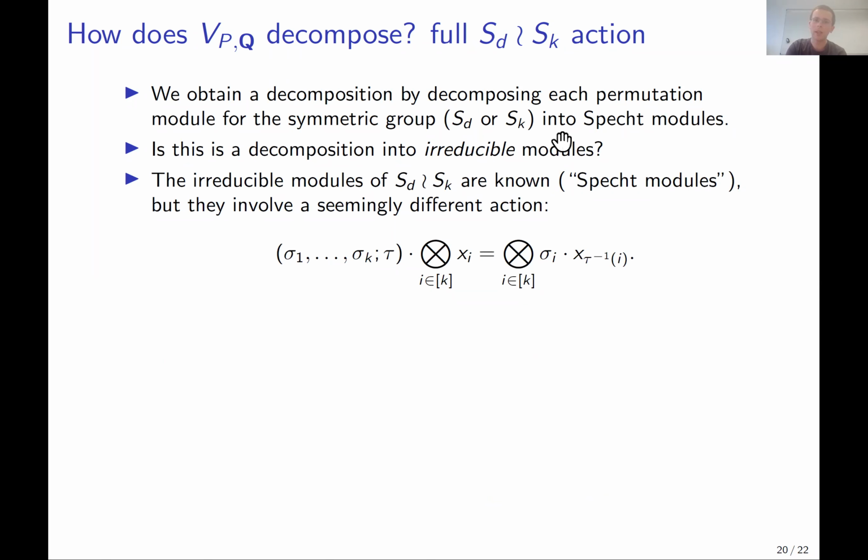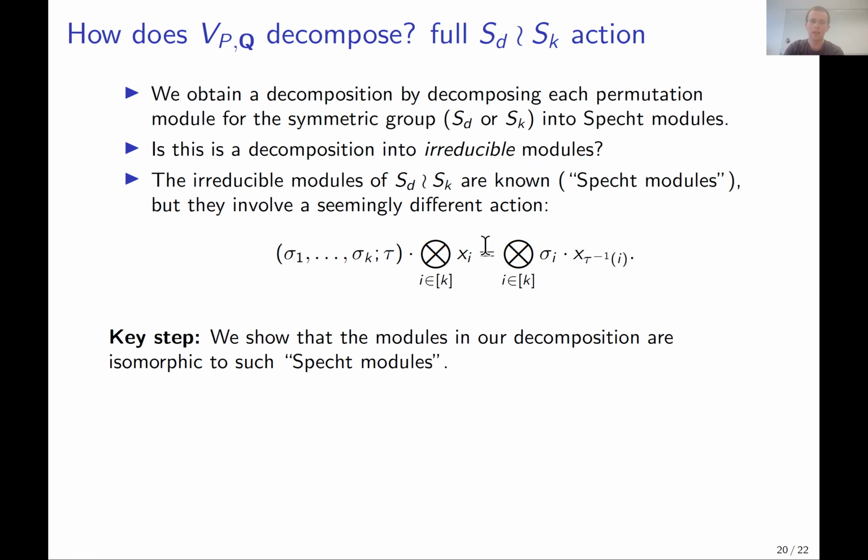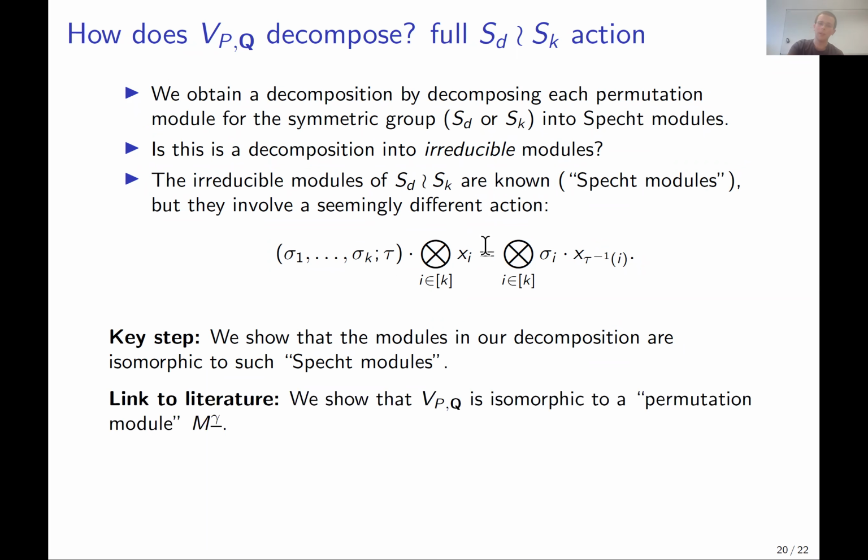Nevertheless, we managed to show that the decomposition that we end up with, the smallest objects, are actually isomorphic to these Specht modules. Okay, so then we know that they're irreducible. So we link it to the literature in one extra step. We also show that this space VPQ is isomorphic to what was previously already called in the literature the permutation module of the wreath product.